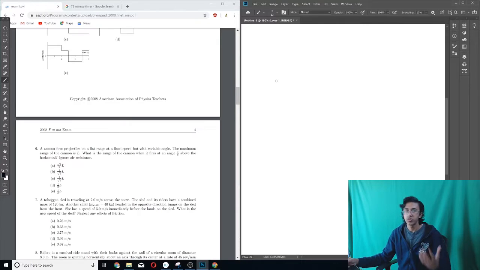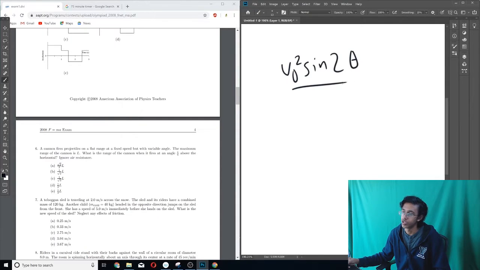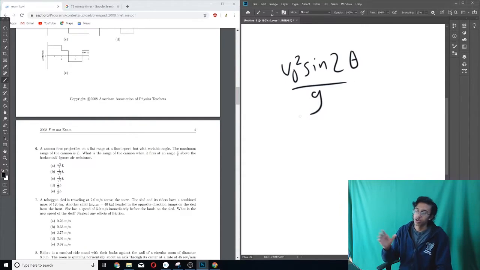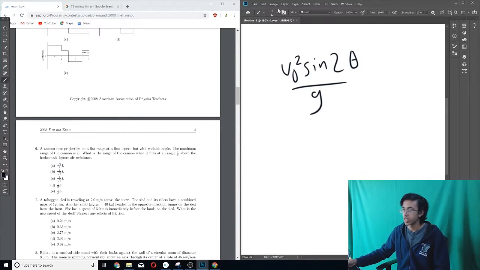If you do it out using kinematics, you get that the range is just v0 squared sine 2 theta over g. Now, I know this is not completely obvious directly, but this is a formula you should remember because projectile motion comes up a lot in FMA. So what it's saying is that the maximum is when sine 2 theta equals 1. So v0 squared over g is equal to L.